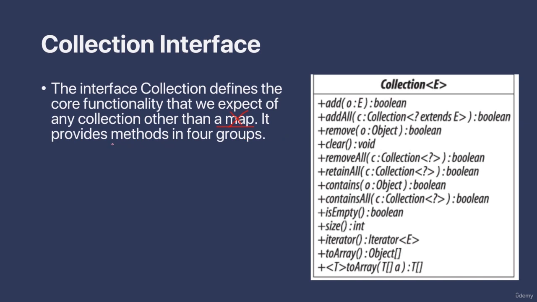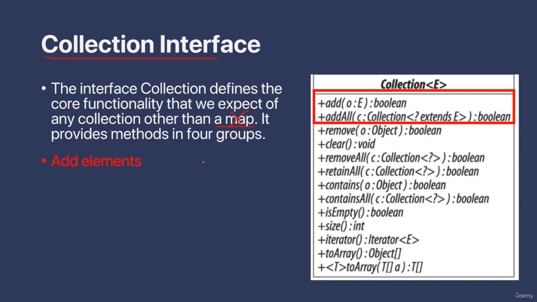The Collection interface provides methods in four groups. These are the methods of the Collection interface. The first group is adding elements. As I told you, these methods you can use with set, queue, and list. Don't miss them. These are the methods that we can use with any concrete classes that implement the Collection interface. So, like list has LinkedList and ArrayList, we can use add and addAll. These two methods we can use to add elements.